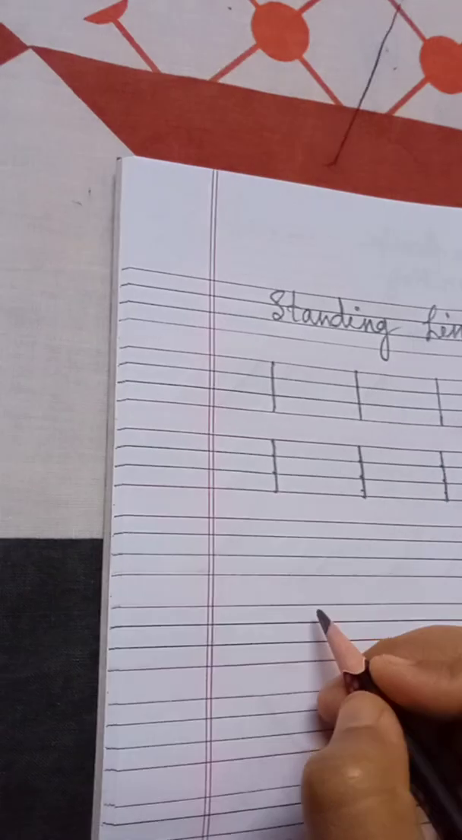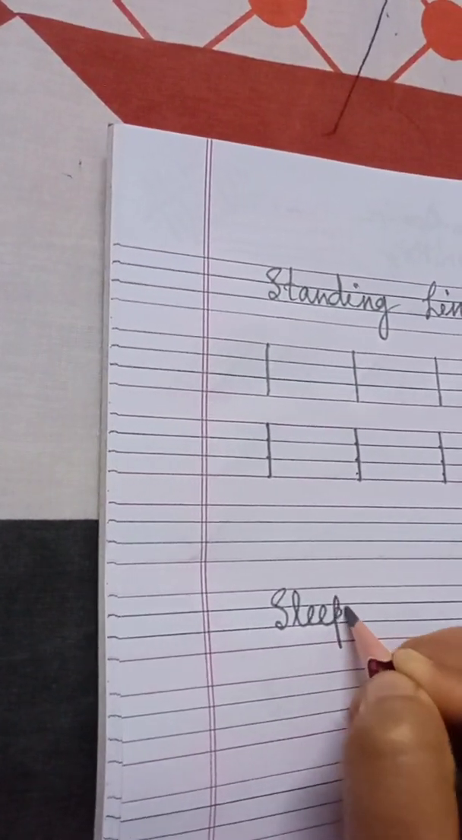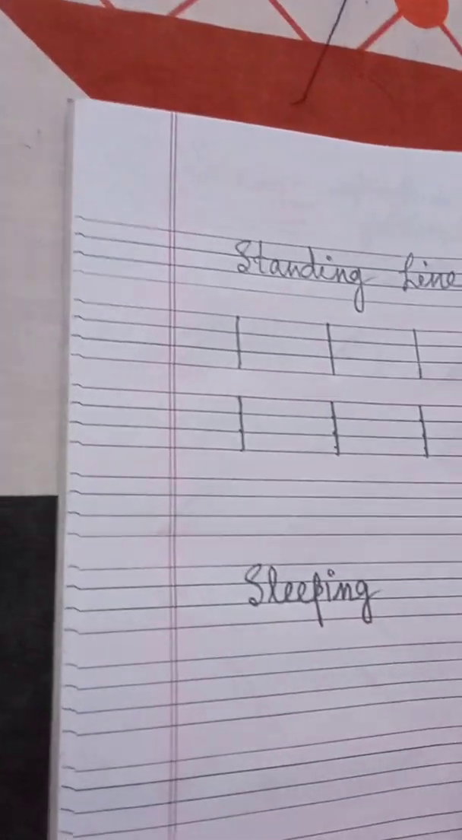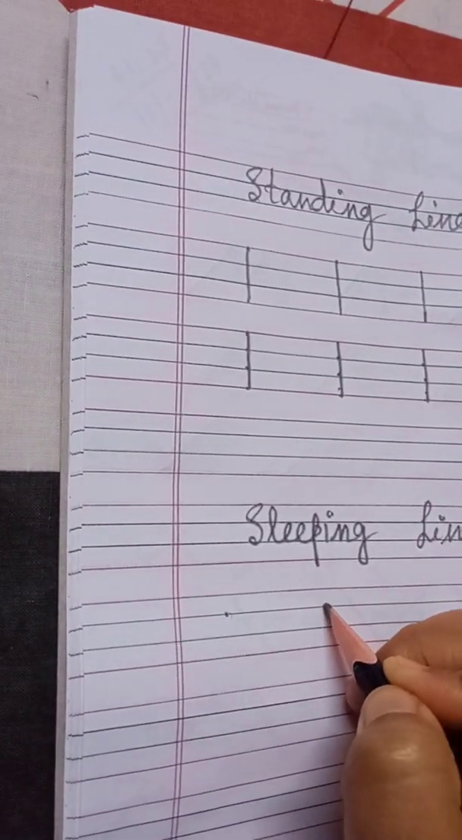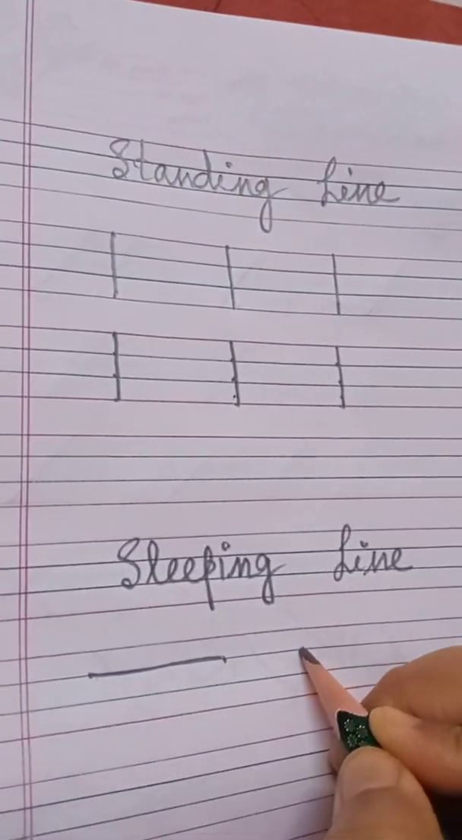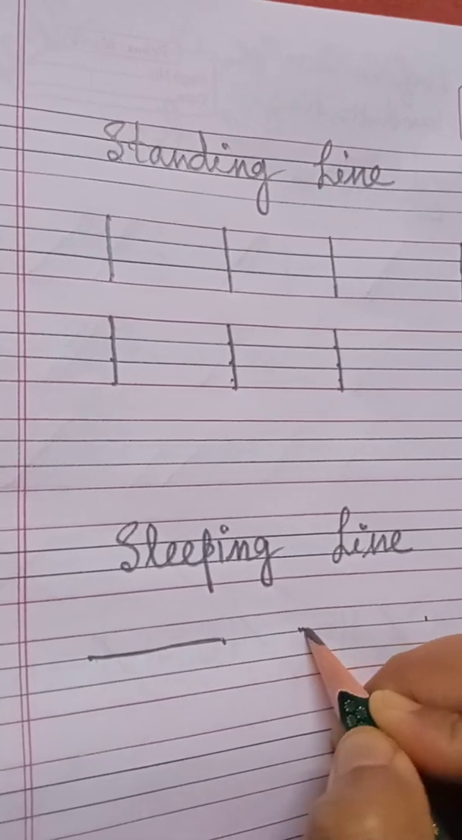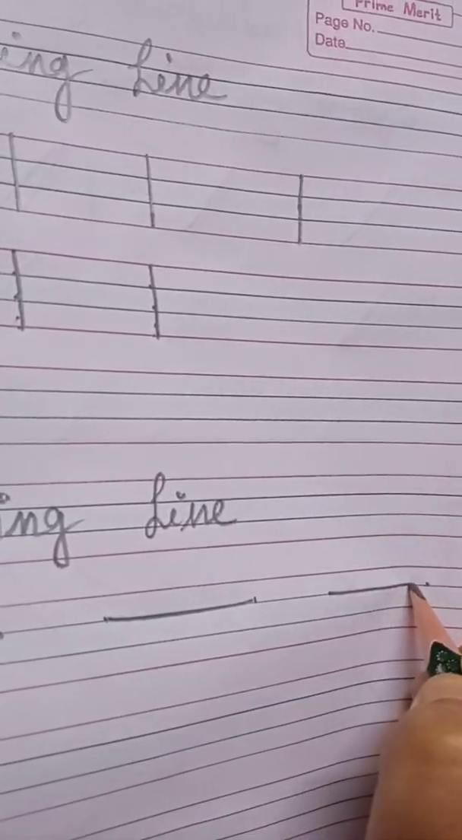Now I'm going to repeat the sleeping line again. From this point up to that particular point, you have to join the line. From this point up to that particular point, you have to join it.